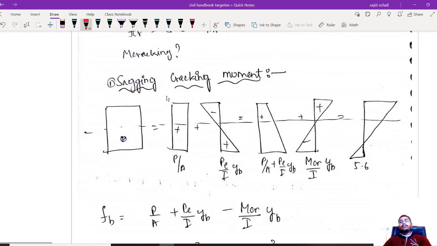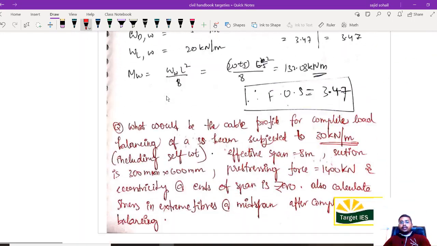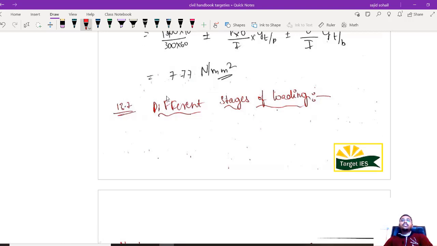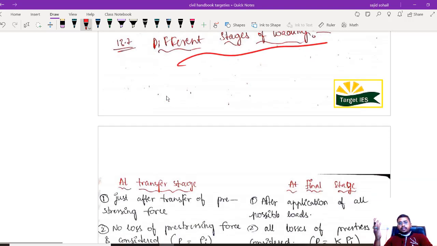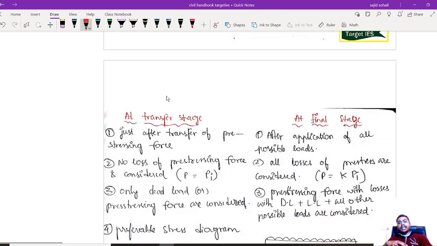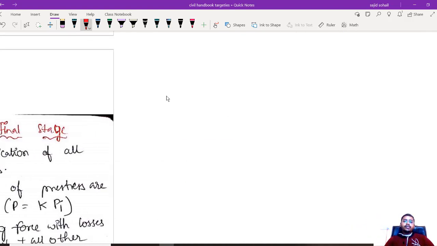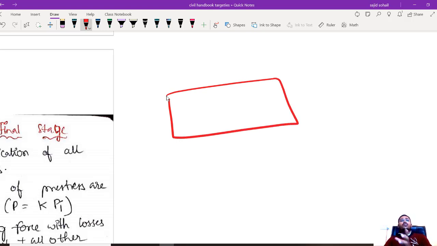Okay. So this concludes the topic, and there is one very small topic left, which is different stages of loading. Obviously there are 2 stages of loading. One is transfer stage and final stage. What is the difference? अरे यार कुछ भी नहीं है. Whenever you are casting it, obviously there won't be much losses, right?